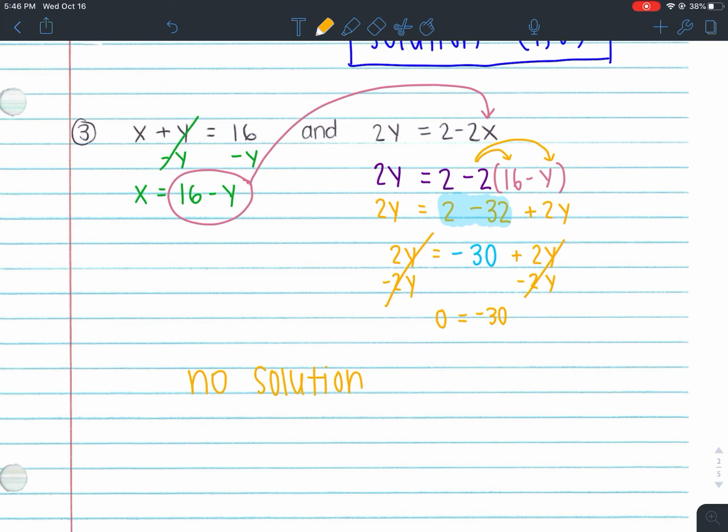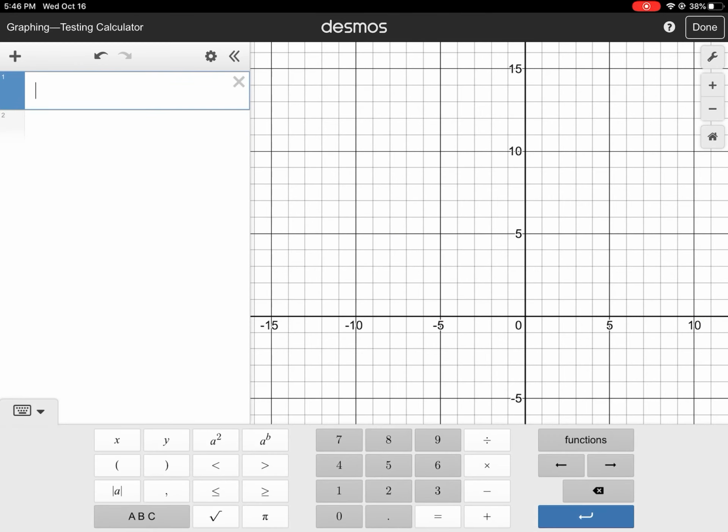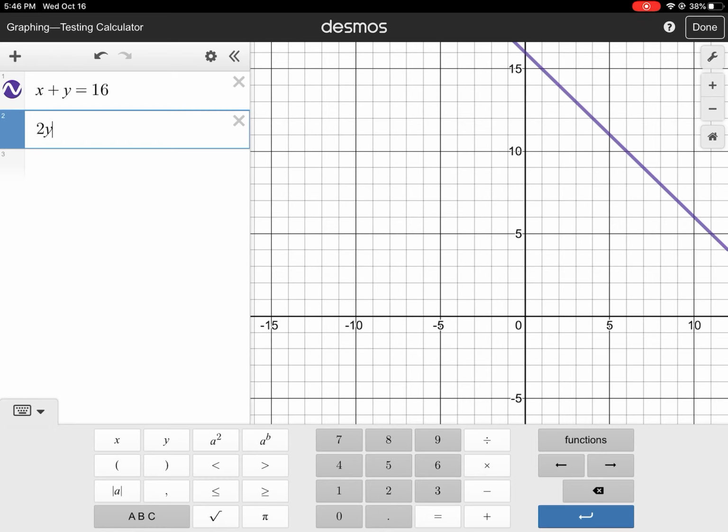So what type of solution do I have here? I have no solution. If I have two equations and there's no solution, it means they don't intersect, which means the lines are parallel. So if I go to Desmos and I type in both of these equations, you'll notice I have x plus y equals 16. And these are, again, the equations that you have in your paper, because you should be taking notes. And then 2 minus 2x.